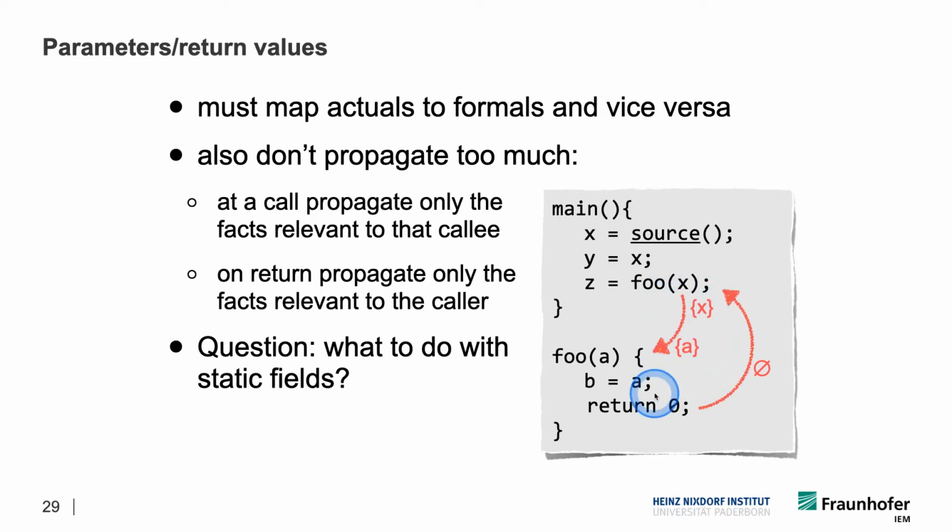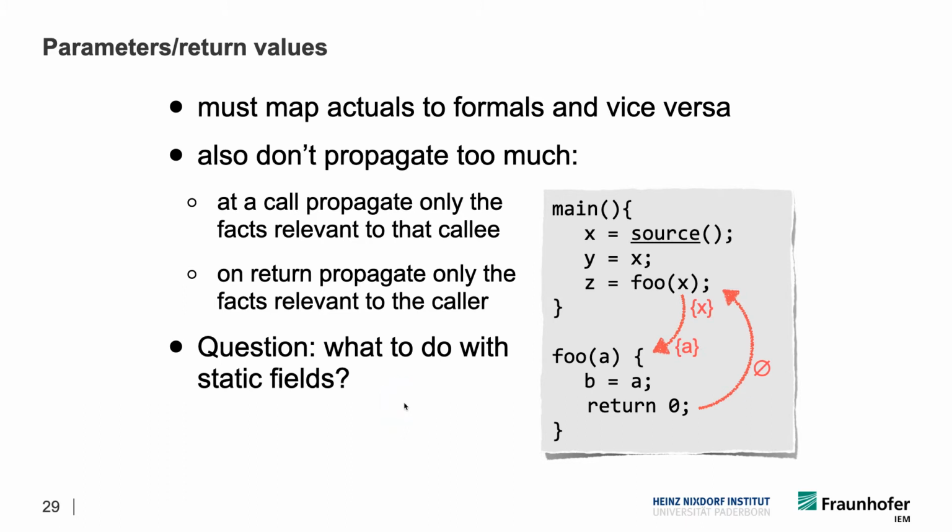Okay, and so that's what I'm trying to say. Across procedure boundaries, you should be mapping actual parameters to formal parameters when it is a call, and the other way around when it is a return edge. And you should only be propagating information that is relevant for the procedure that you're currently entering.